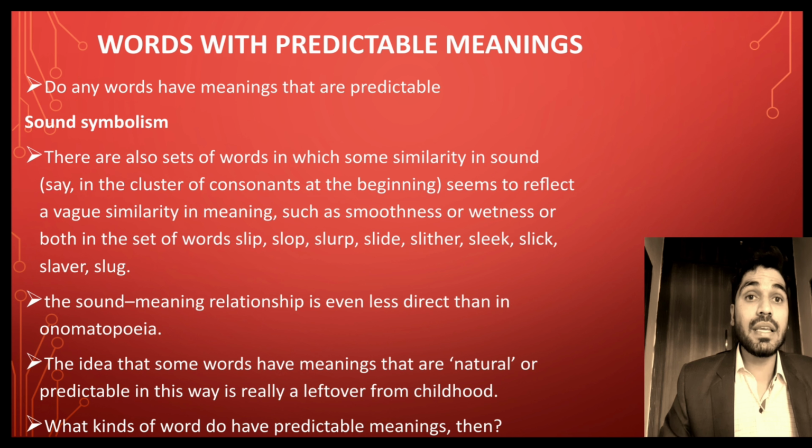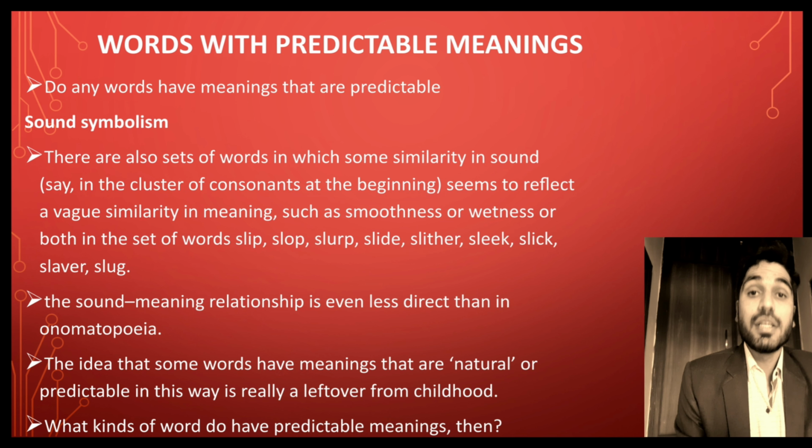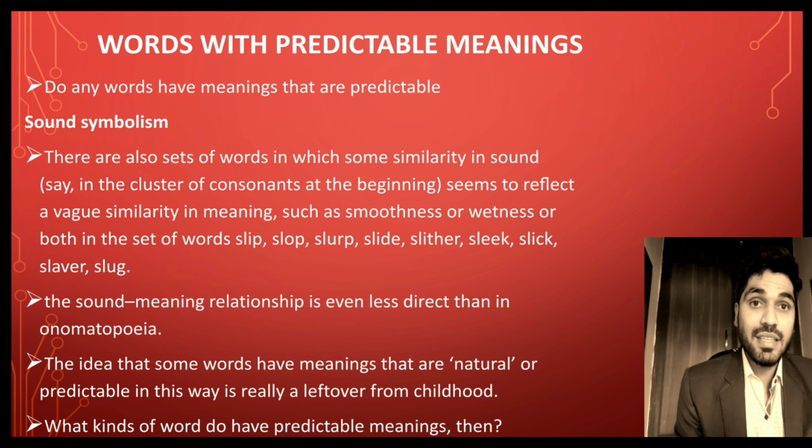तो इसका मतलब है कि अच्छा, एक और चीज़ आ जाती है, हम कहते हैं जी साउंड सिंबलिज्म इज ऑल्सो देयर. हाउ? लेट मी रीड द टेक्स्ट. There are also sets of words in which some similarity in sounds, say in the cluster of consonants as in the beginning, seems to reflect a vague similarity in meaning, such as smoothness or wetness, or both. In the set of words slip, slop, slur, slide, slither, sleek, slick, slaver and slug.